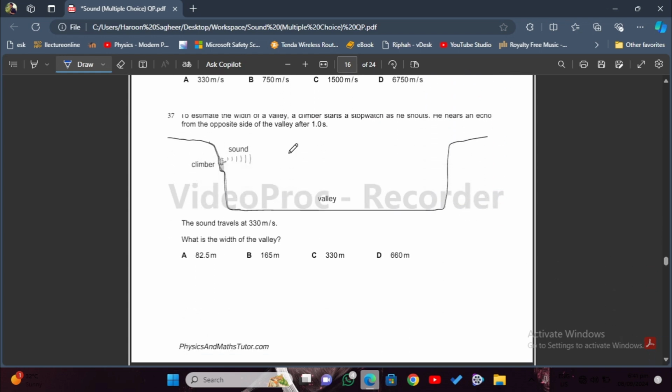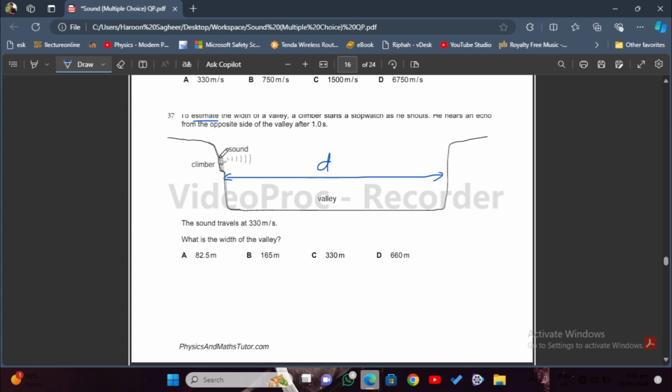Okay, question number 37. To estimate the width of a valley, a climber starts a stopwatch. So here's the situation. That climber wants to know the width of this valley, meaning the distance from here to there.